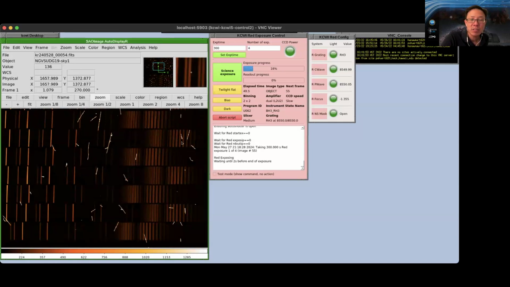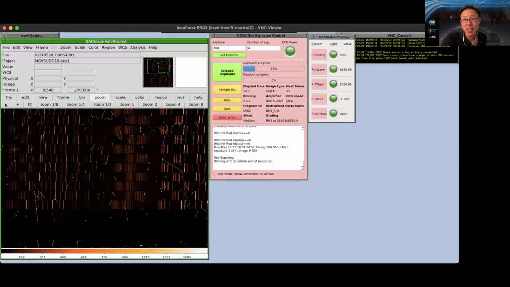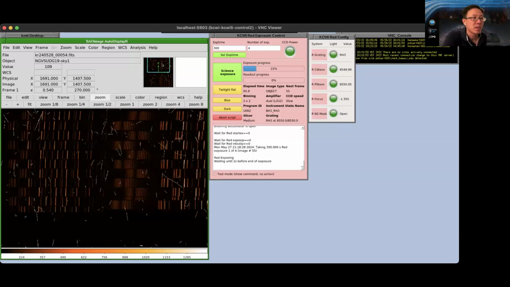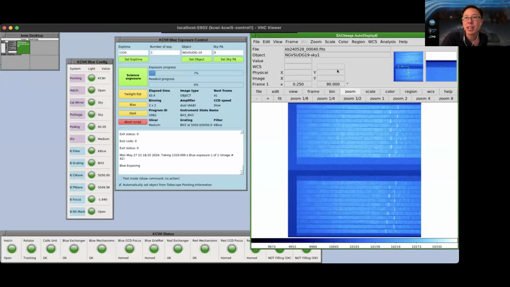These zigzaggy, crooked lines are all cosmic rays that have hit our detector. This detector is very sensitive to cosmic rays as well. We are limited to taking exposures of no longer than 5 minutes, because otherwise we get overwhelmed by these cosmic rays, which is why we split it into 4 exposures at 300 seconds. If I go to the blue side, we don't get nearly as many of those cosmic rays, and we're taking 1 exposure of 1,320 seconds. So we've timed them to finish around the same time.